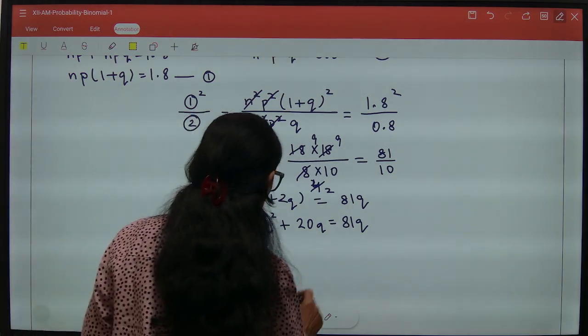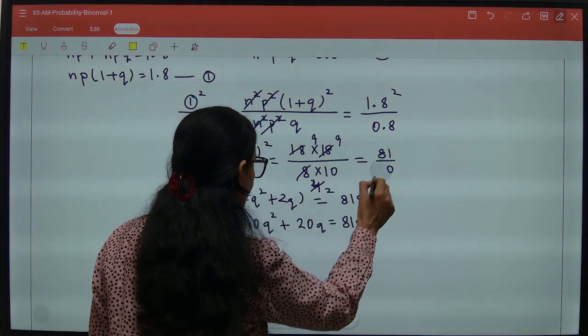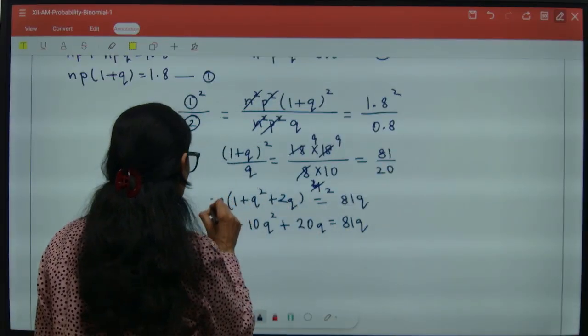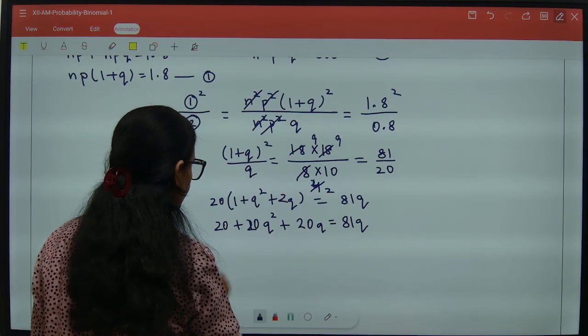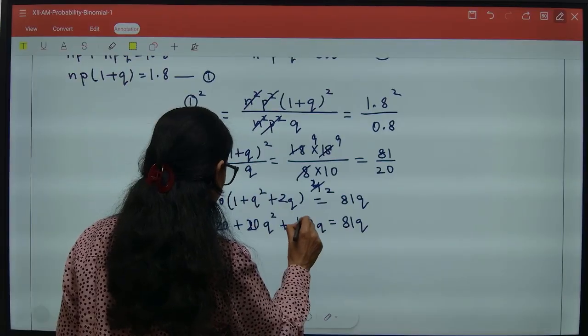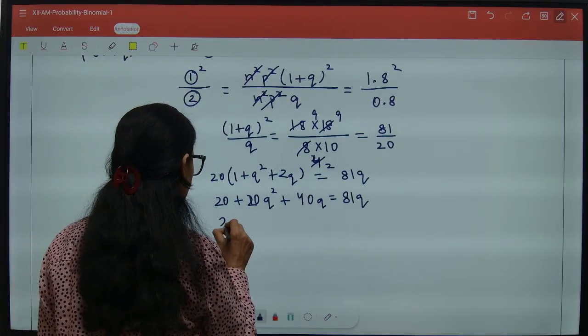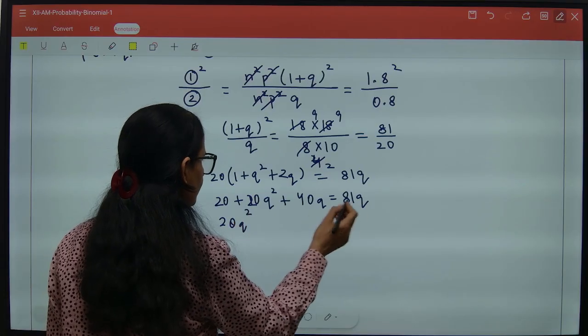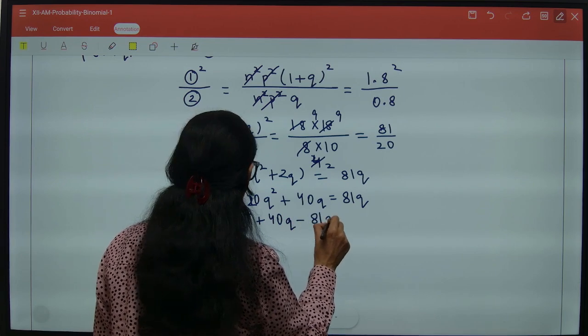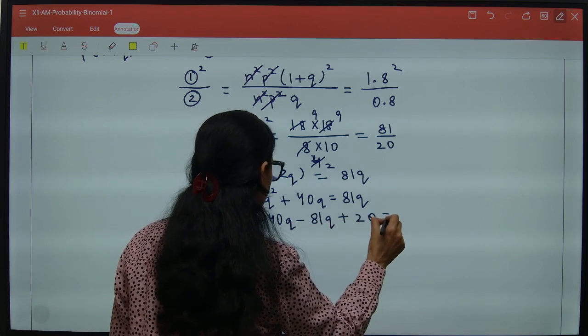Oh, there's a mistake because it was 2 here, so this should be 20, not 10. So here it should be 20. So let's make it 20 and then solve it further. So this is going to be 40. So the equation is 20q square plus 40q minus 81q plus 20 equals 0.